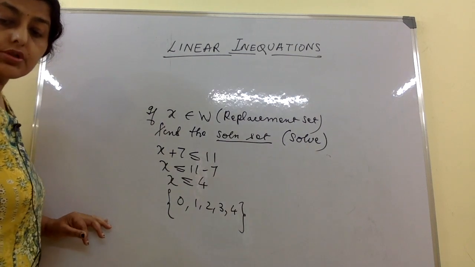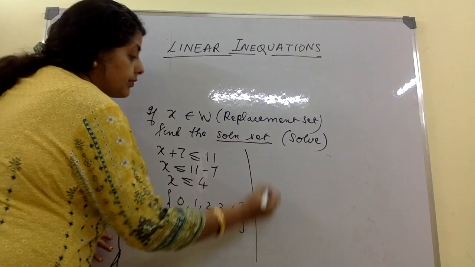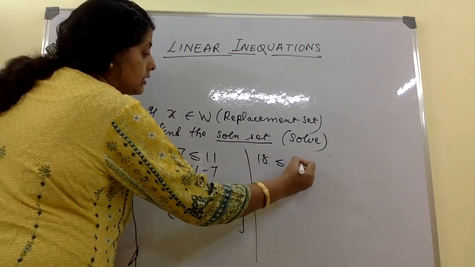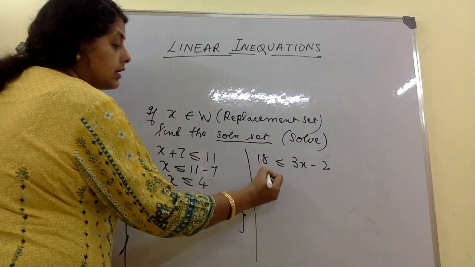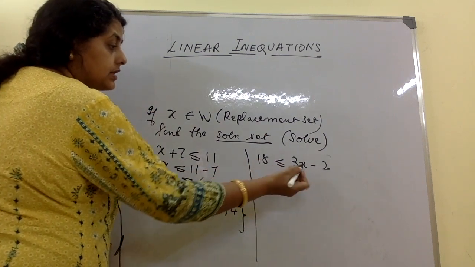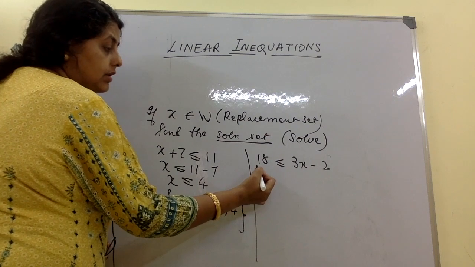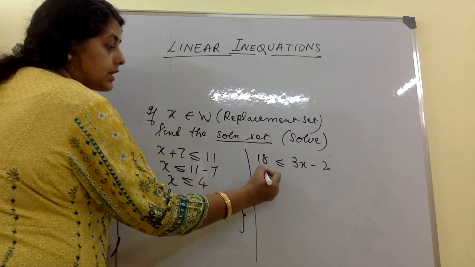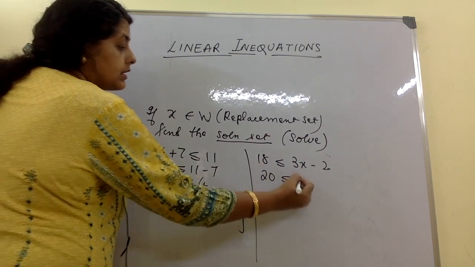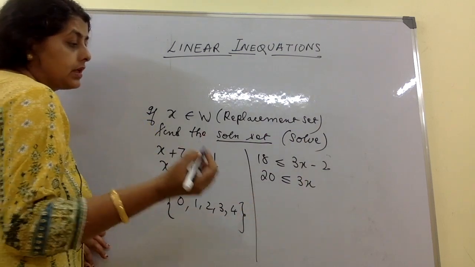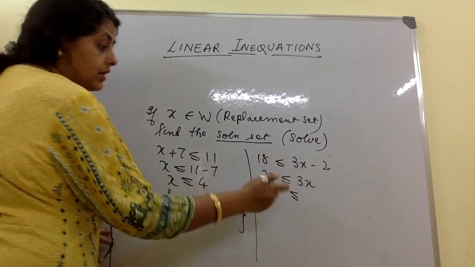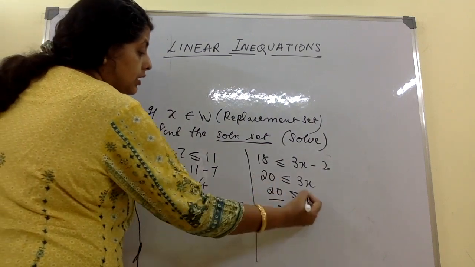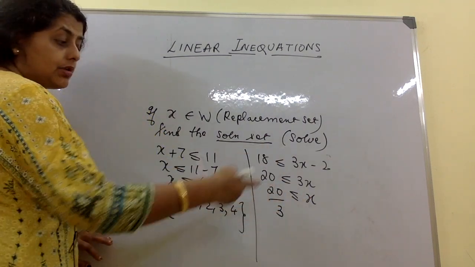I'll take another question. 18 is less than or equal to 3x minus 2. Now let's bring the 2 to this side and it becomes 20. That is 3x. So what we used to do in linear equations is bring the 3 down. So we bring the 3 down. x is greater than or equal to 20 by 3.